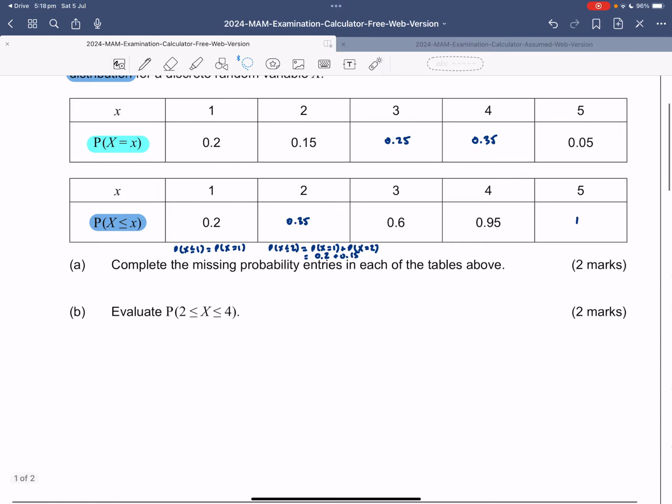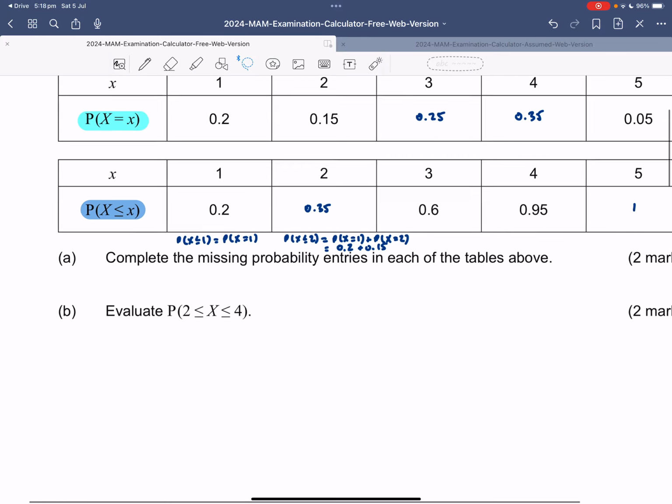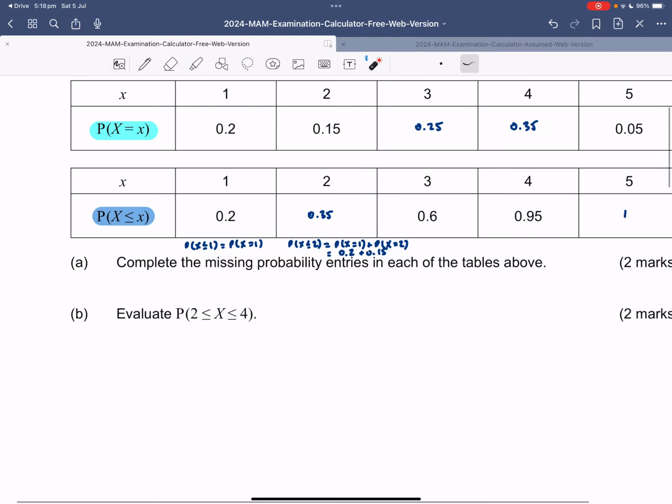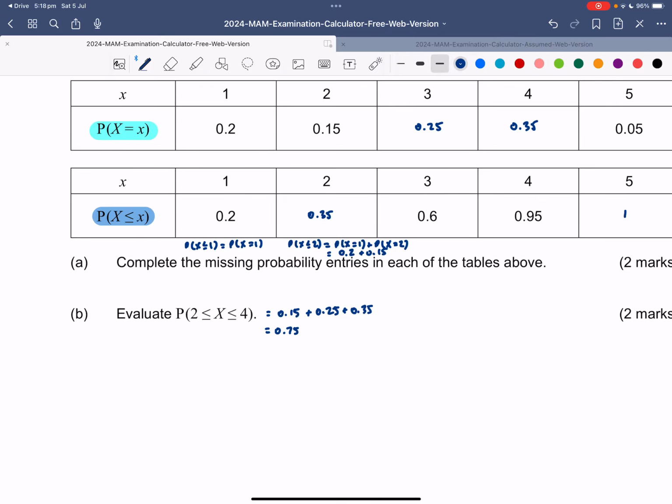So evaluate the probability that x is between 2 and 4. That's easy. Between 2 and 4, we just need to add up these three values. So that would be 0.15 plus 0.25 plus 0.35, and that equals 0.75. Okay, that's the easiest way of doing the question.